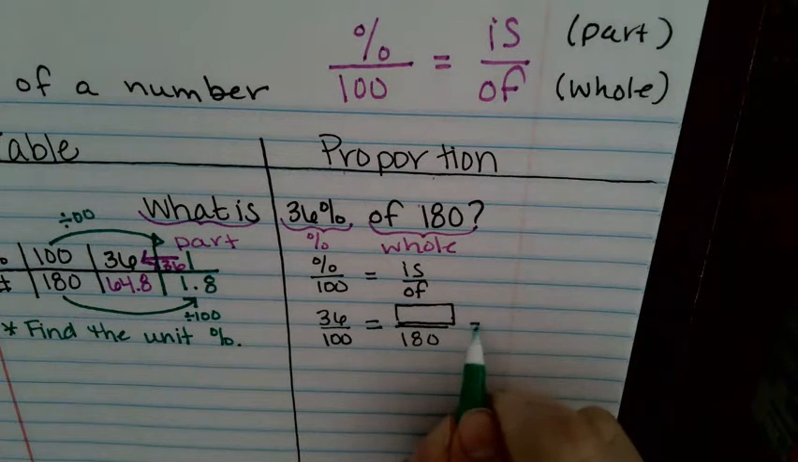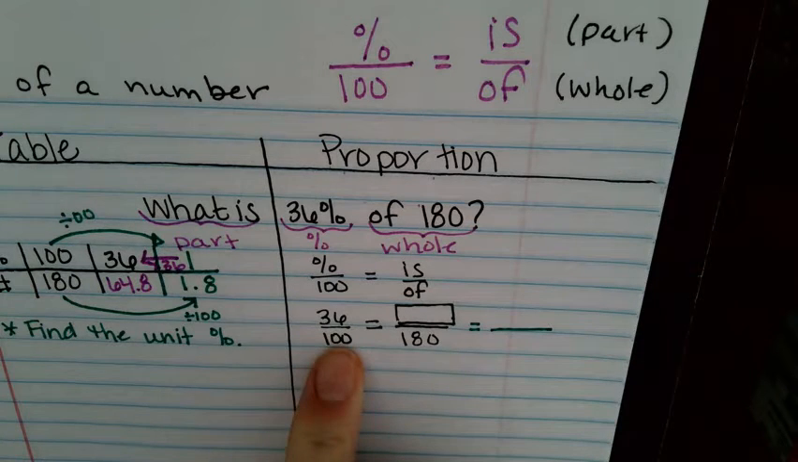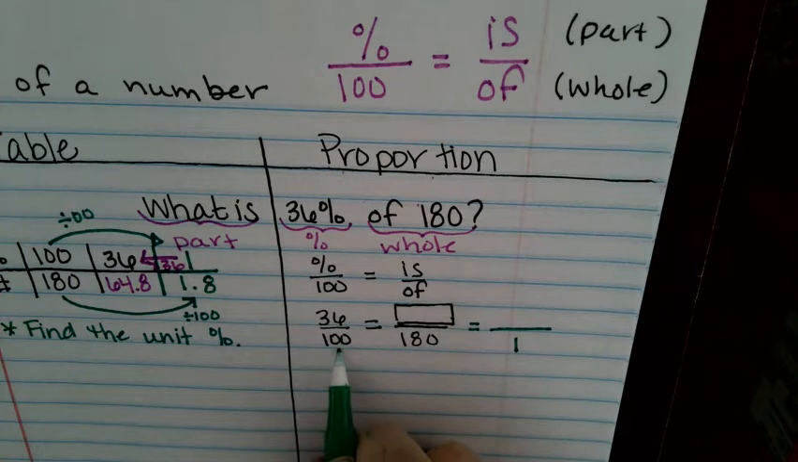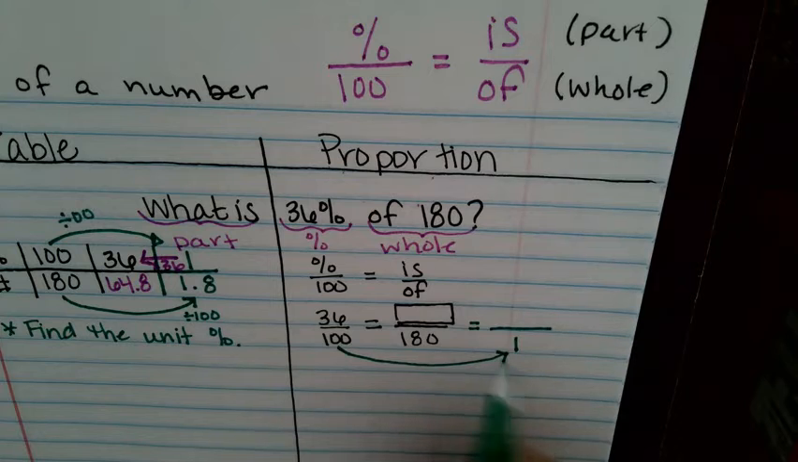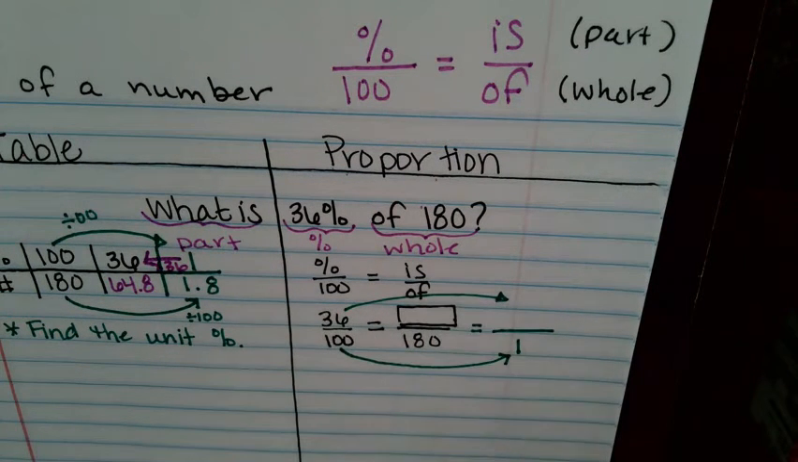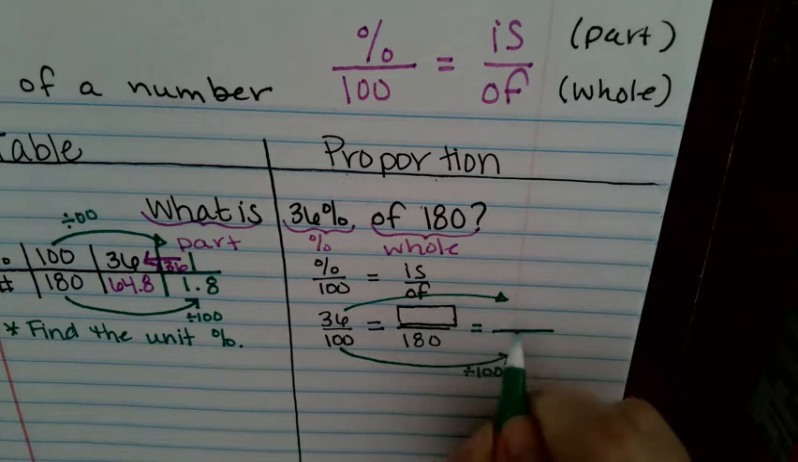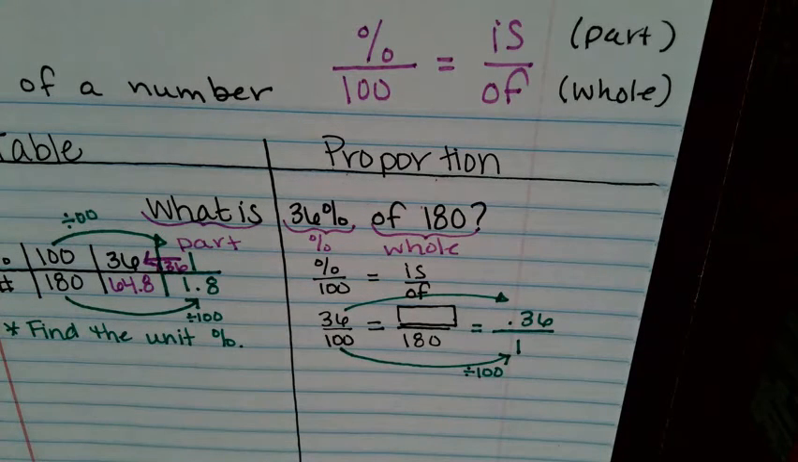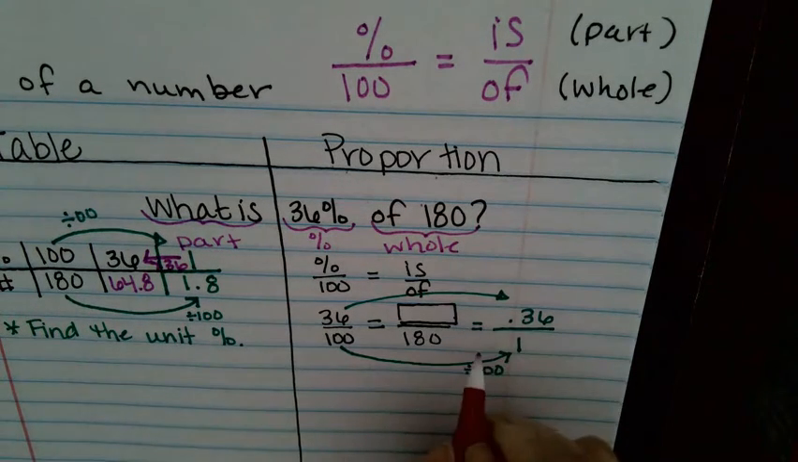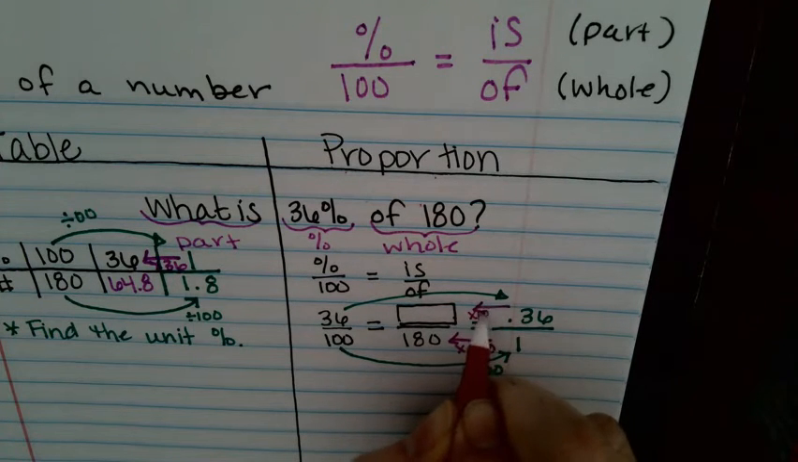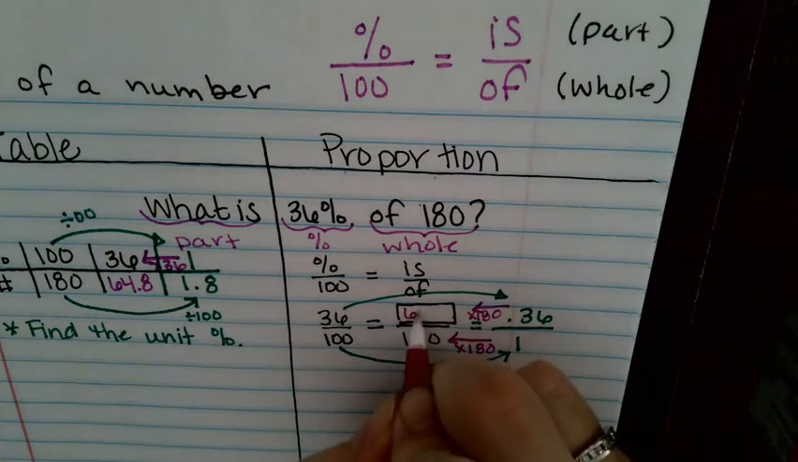Find the unit percent. So I say, what if instead of knowing 100%, I wanted to know what 1% of that was. So I'm going to go all the way down here, and I'm going to find this as 1. So I'm going to divide by 100, and 36 divided by 100 is 36 tenths. Once I know that, do you see how I can just multiply quickly by 180? When I do that, I'm going to get 64 8/10.